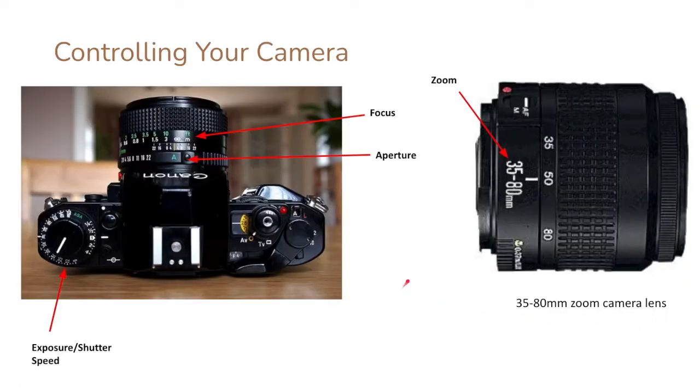Controlling your camera. So, there's a little dial that adjusts your focus. The aperture is here. It shows you can control how big you want your aperture to be or small. Exposure or shutter speed, you can control how long it will stay open for. This here on the right is a special camera lens. It's a 35 to 80 millimeter zoom camera lens. And this dial here is where you turn it to zoom in or out.